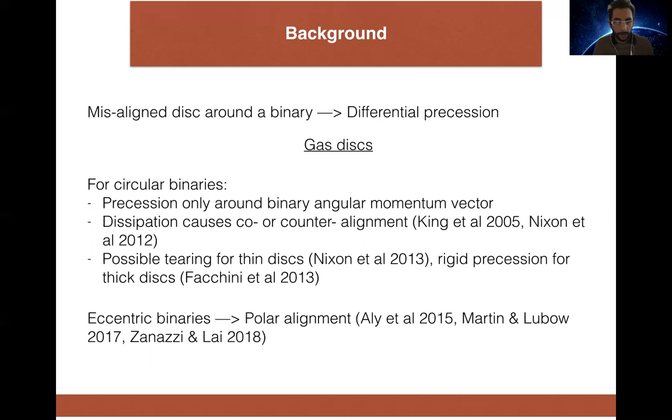Now in 2015, we extended that to see how that works for eccentric binaries. And the somewhat surprising result was that the precession has a component around the eccentricity vector, not just the binary angular momentum vector. And what that means is that for highly eccentric binaries and bigger initial misalignments, you'll end up with polar alignment, not just co-alignment.